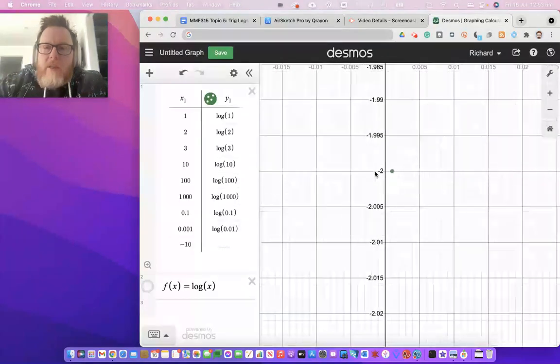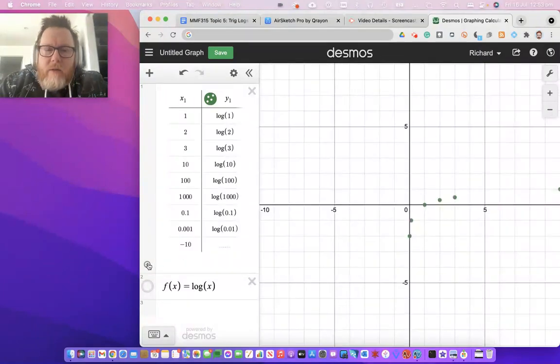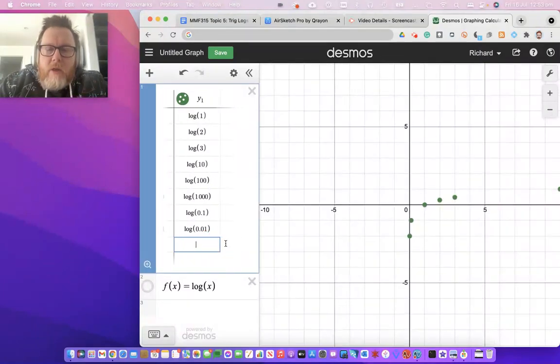And so this gives us our behavior here. Let me just zoom out a little bit. So let's see if I can fit. I'll do it in -10 to start with. So what's the log of -10? See if you can work out where the point goes.